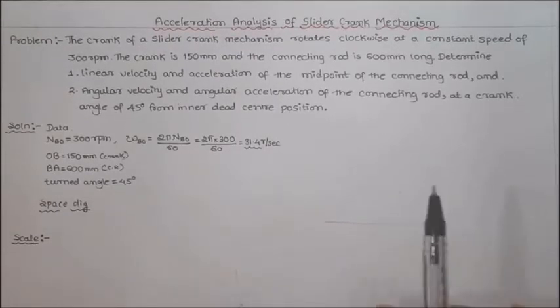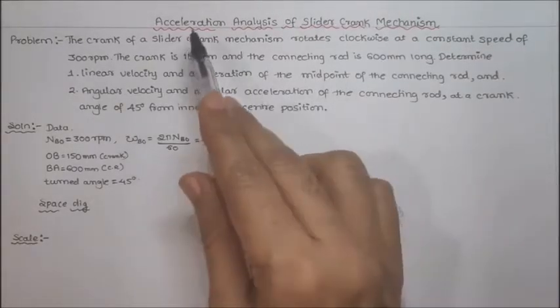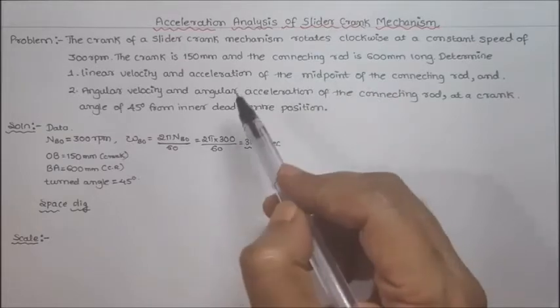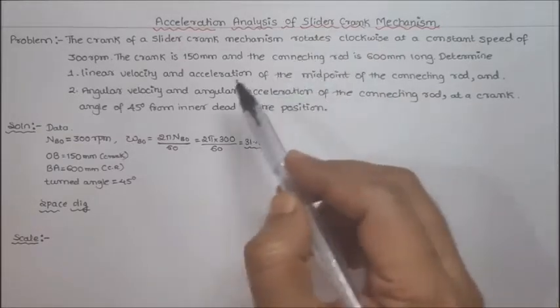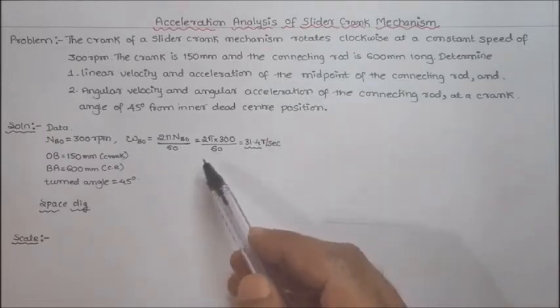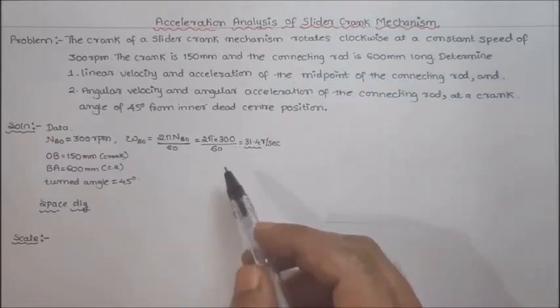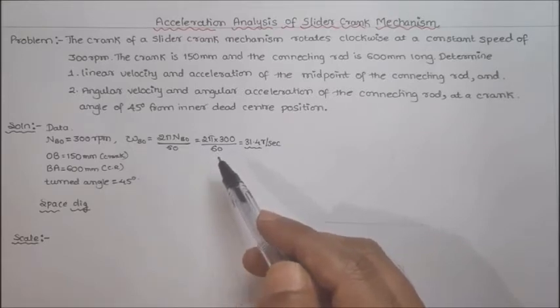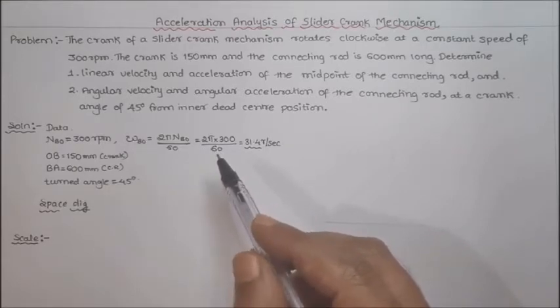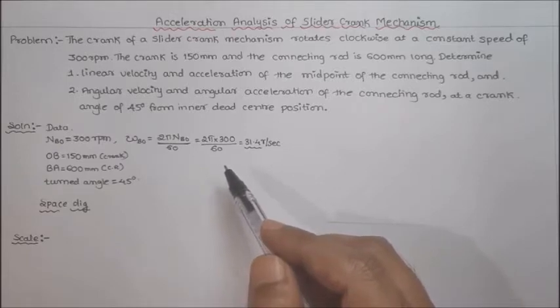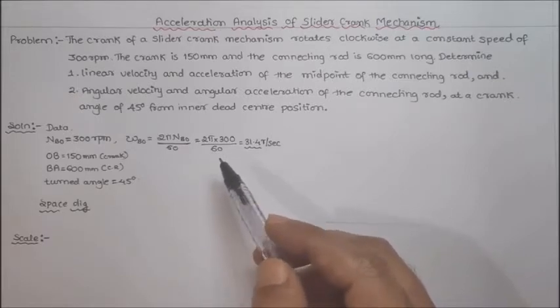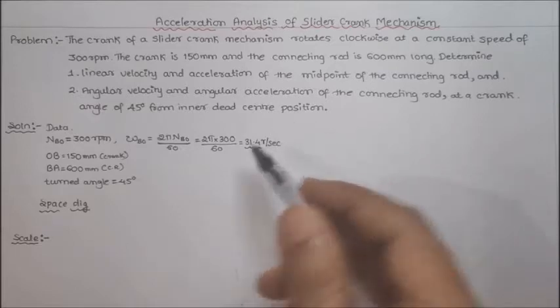Let's begin our session on acceleration analysis of a slider crank mechanism. So in this one we'll solve the given problem for finding their accelerations. Till now we have found the accelerations of a 4-bar mechanism. On the same grounds we have to find out the acceleration of a slider crank mechanism. For that we require the velocity diagram also, so both we have to draw.